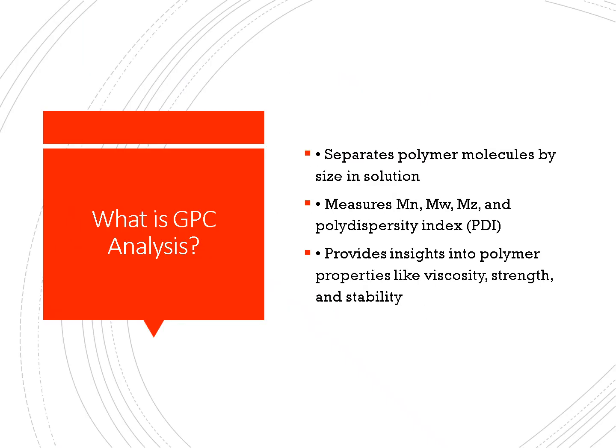So what exactly happens in a GPC analysis? Imagine lining up polymer molecules by size. The big ones move fast and the smaller ones lag behind. The technique then calculates things like number average molecular weight, weight average molecular weight, and something called the polydispersity index, or PDI. Together, these give us a fingerprint of the polymer's structure.